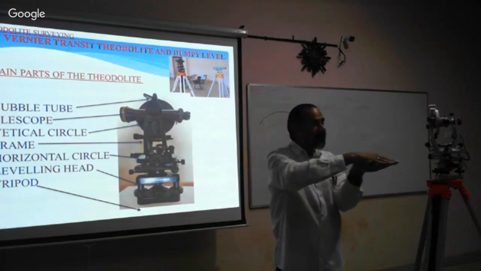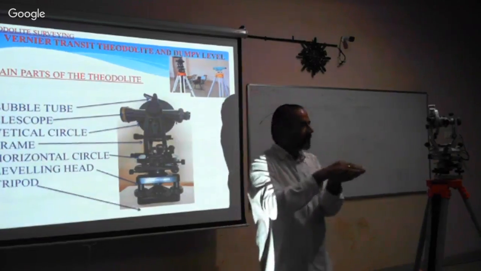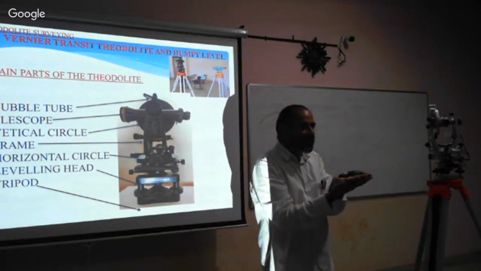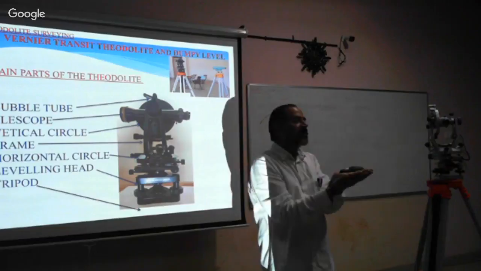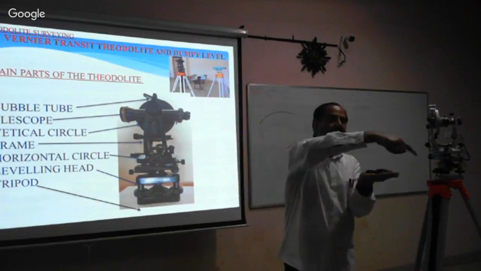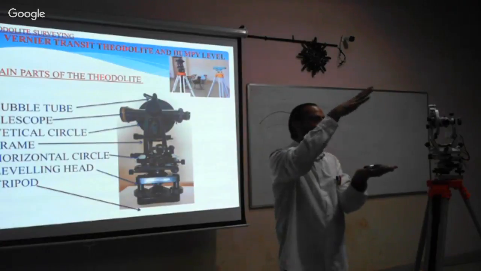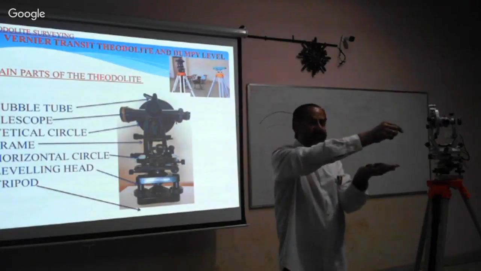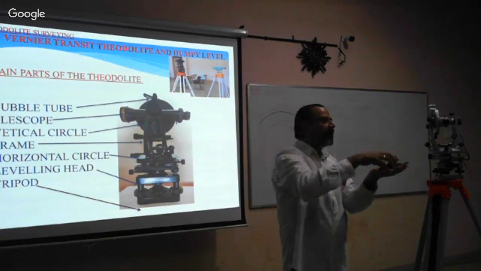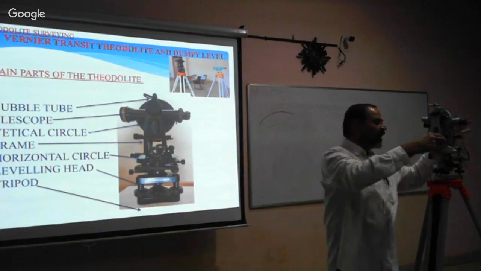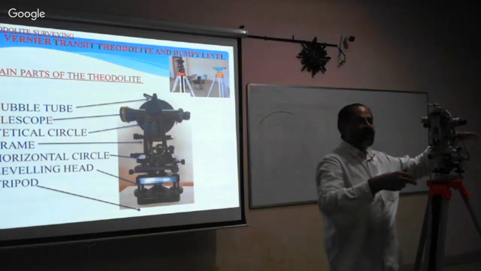The upper plate is called the vernier plate and the lower plate is called the main plate, isn't it? The main plate is graduated from 0 to 360 degrees, and the upper plate, the vernier plate, has small divisions. This is vernier A, and this is vernier B.